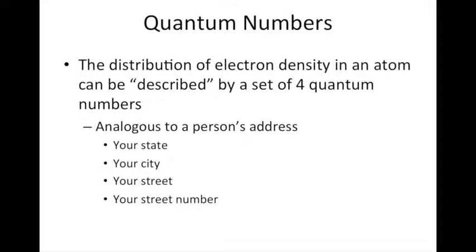Again, although we can't tell the exact position of an electron, I try to think of these quantum numbers similar to a person's address. If you tell me your state, your city, the street you live on, and the street number, then someone can find where you live. That's analogous, not exactly, but analogous to the quantum numbers. If you know the set of four quantum numbers for a given electron, you know where it lives and therefore where it's likely to be found.